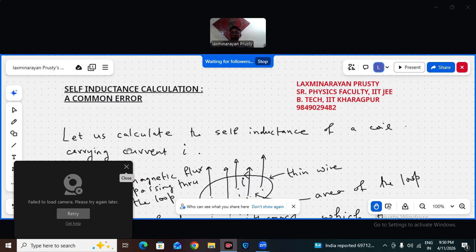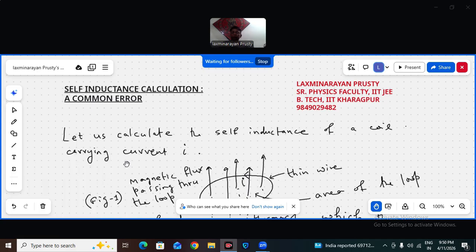Again today with a new topic, that is self-inductance calculation. All of you must have studied in electromagnetism the self-inductance of coils, which is a geometric parameter. To calculate that, we use certain methods like flux enclosed by current, but there is some common error we will discuss today.